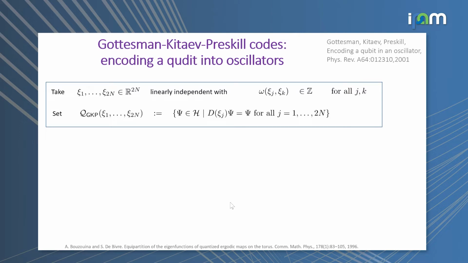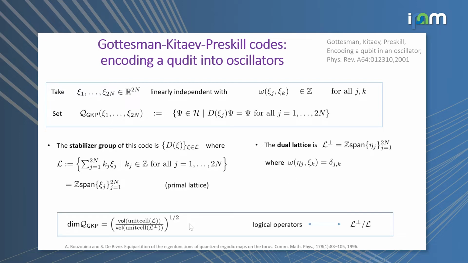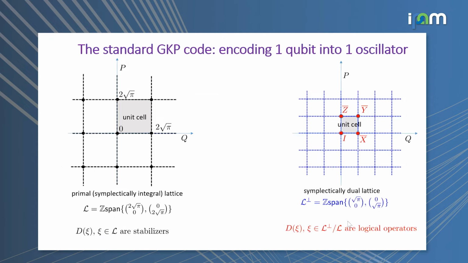Okay, so let me say a few things about these code spaces. One thing you can do is multiply the displacement operators associated with these vectors, and that corresponds to adding these vectors. So you generate a lattice using these vectors, and this is the so-called stabilizer group of this code. Now, associated with this lattice, there's a dual lattice, where duality is defined with respect to the symplectic inner product. This dual lattice is important because it determines properties of the code. For example, the dimension of the code can be computed from this expression, which involves the ratio of the volumes of the unit cells of these two lattices. Logical operators in this code correspond to displacements associated with the cosets of this dual lattice modulo the original lattice.